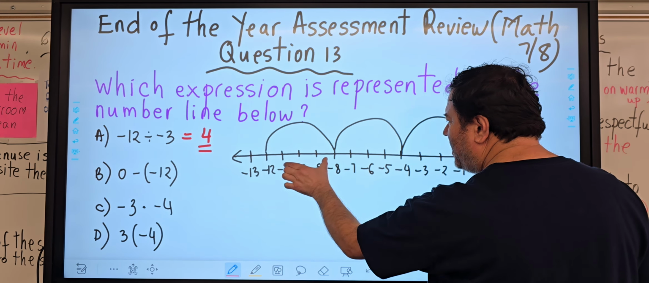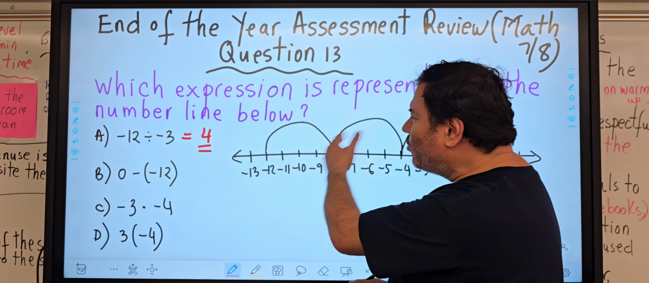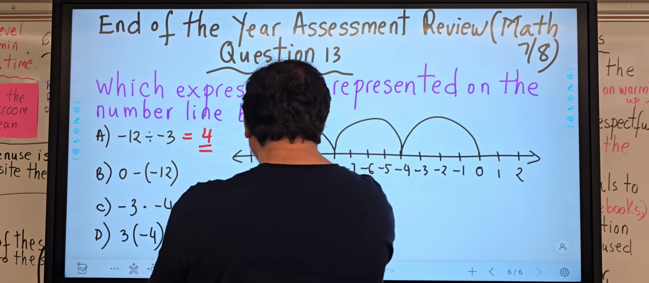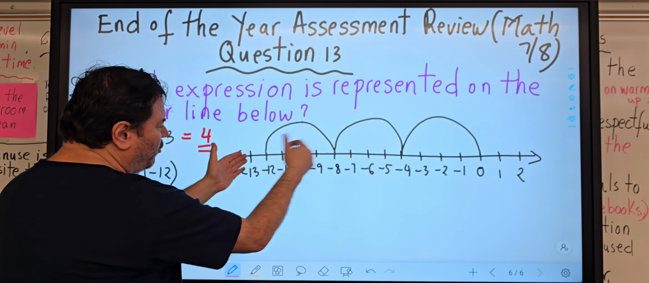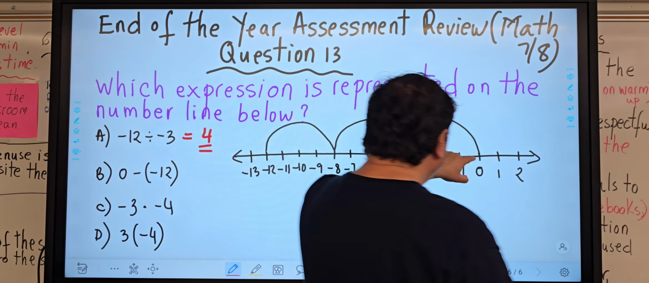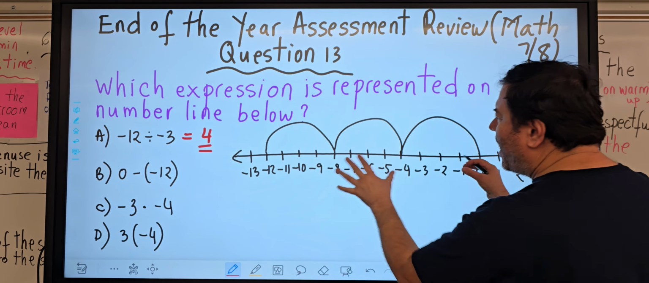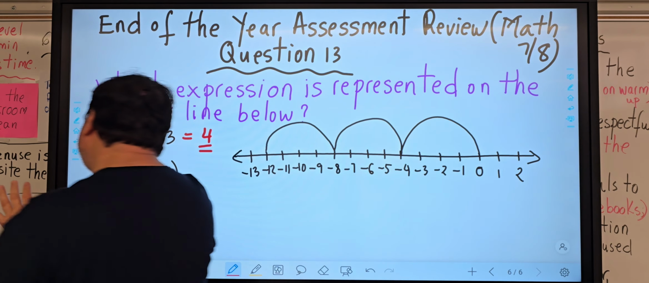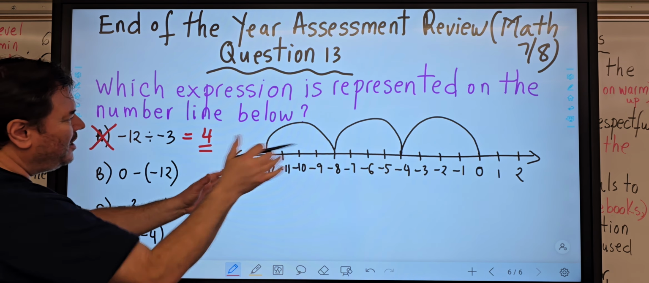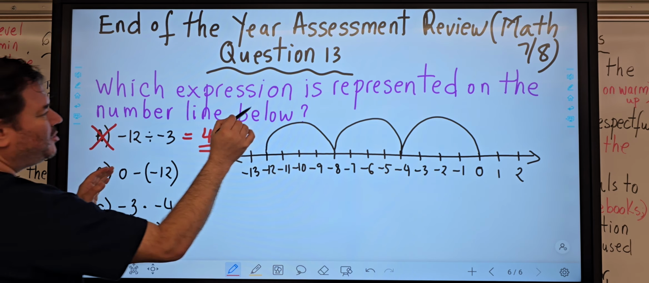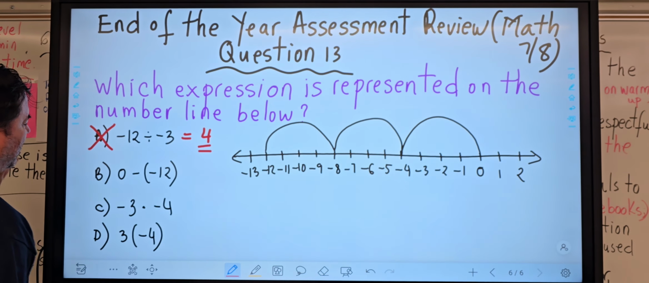Do we see any positive numbers here? Actually, we don't. We are in a negative world. I know we have 4 units here, but we have jumped 3 times. 1, 2, 3. This is the pattern. So A does not really quite make sense because it doesn't show us this pattern in the problem. Which expression is represented on the number line? It's represented here. So A is not represented on the number line.